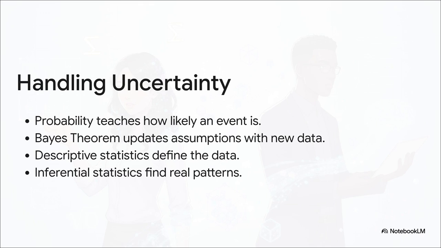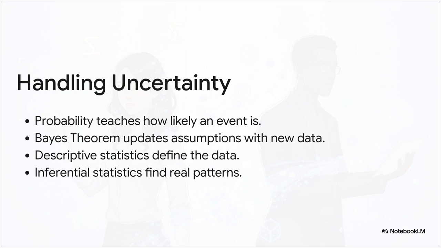First off, probability teaches models how likely an event is, instead of just dealing in absolutes. Then we get to Bayes' theorem. This one is huge. It allows the model to actually change its mind when new data arrives, rather than just stubbornly sticking to its old assumptions. It's how AI gets smarter over time.